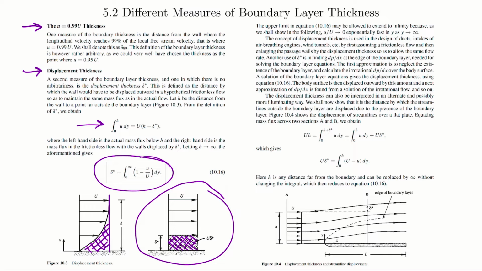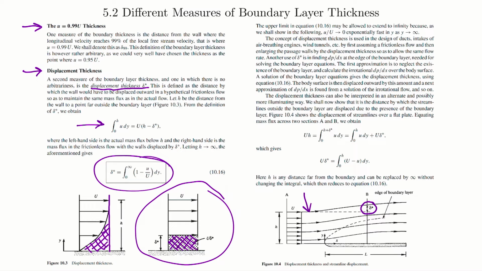It actually shows that when you have these streamlines shown here, this delta star, which is what we call our displacement thickness, delta star is how we're labeling it, the streamlines are displaced by this distance, delta star, see right here, due to the presence of the boundary layer being there. Okay, so that's another kind of cool and helpful way to think of it, right?